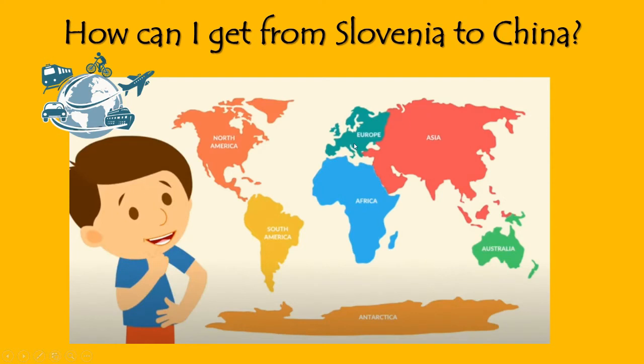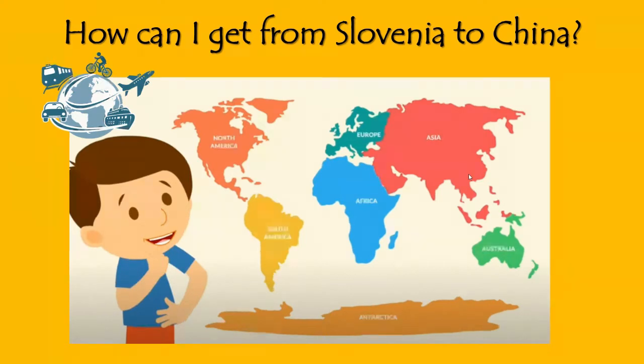I can travel on land if I choose a train or a car or a bicycle. Well, if I take a bicycle, that would take way too long. Which is the fastest way to travel from Slovenia to China? Well, probably if I take an airplane. If I sit on an airplane and fly to China, that would be the fastest way.